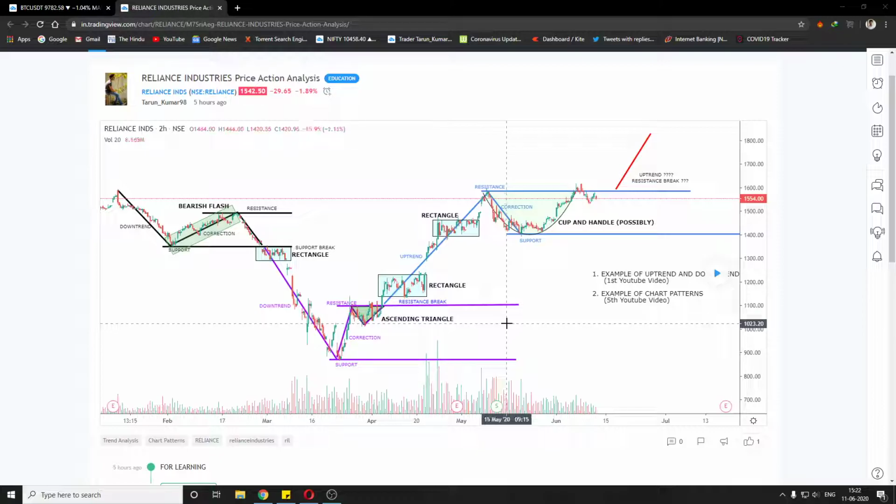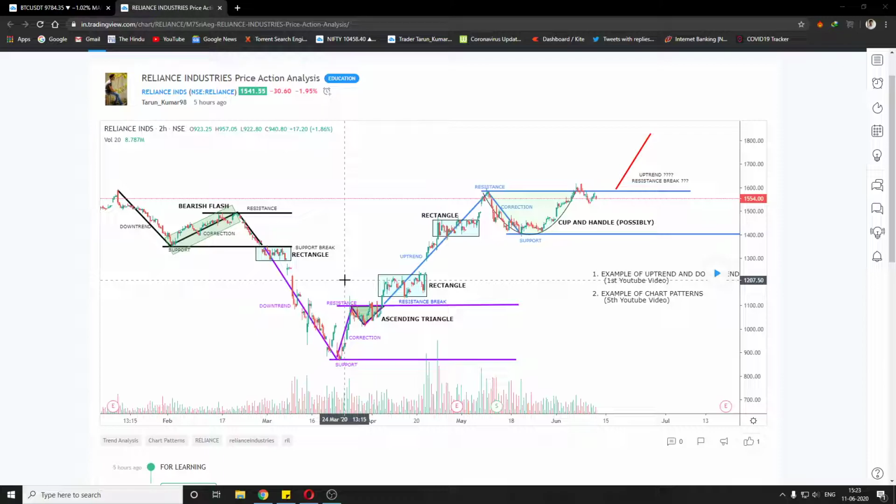As you can see, in the morning I showed you an example of Reliance Industries. This is a very good example. Here we can see a downtrend, which is then followed by a correction, then another downtrend, then we have a reversal, and now it looks like a correction and a move up again.